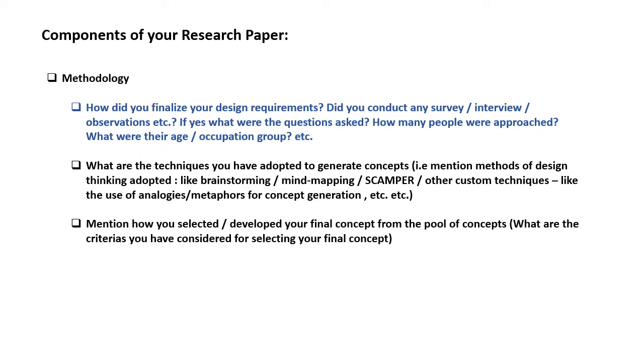Then you have to mention how you have selected or developed your final concept from the pool of concepts generated. So for example, you might have generated say n number of concepts, say 30 concepts or something, and you are now selecting, or you would be combining a few of those top concepts into a final concept. And so what are the criteria you have considered for evolving to a final concept? So you should mention it.